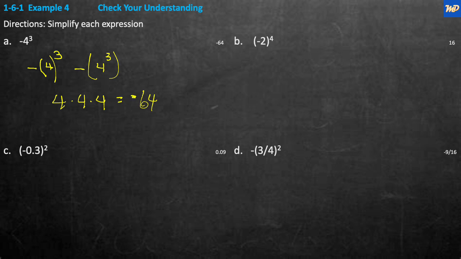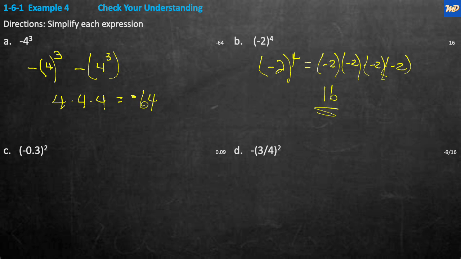Let's do B. Now we have the quantity -2 to the fourth. Well, what is -2 to the fourth? And it's the quantity. So what is that? That means -2 times -2 times -2 times -2. And that is 4 negative signs, which is even. An even number gives you a positive number. So it's positive 16.